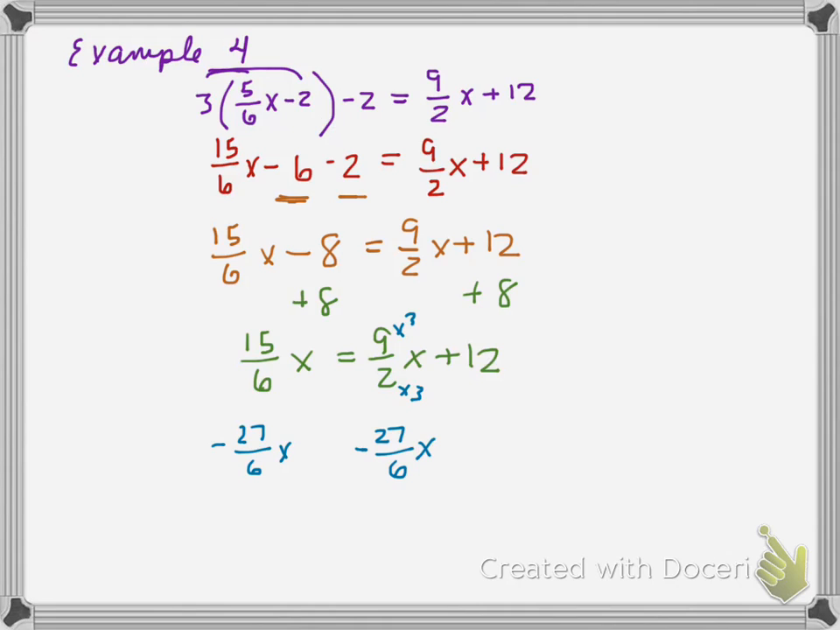Again, you can use your calculator for that if you need to. And that's going to give me negative 12 sixths x is equal to... Oh, it looks like I didn't add there. I need to go back and say, oh, that's 20. So there we go. Catch my error there. And negative 12 sixths is a negative 2x is equal to 20.